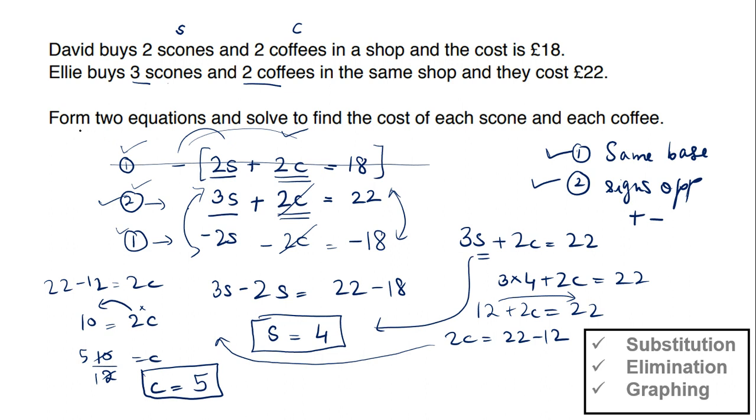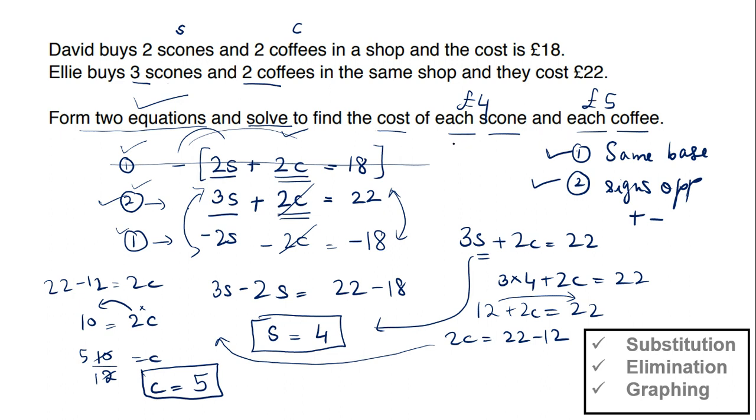What does it say? Form two equations. I had my two equations: 2s plus 2c equals 18, and 3s plus 2c equals 22. Those are my two equations. First part, solve to find the cost of each scone and each coffee. My each scone is 4 and my each coffee is 5. And what is that? It's pounds. So I have 4 pounds for each scone and 5 pounds for each coffee. This is my final answer.